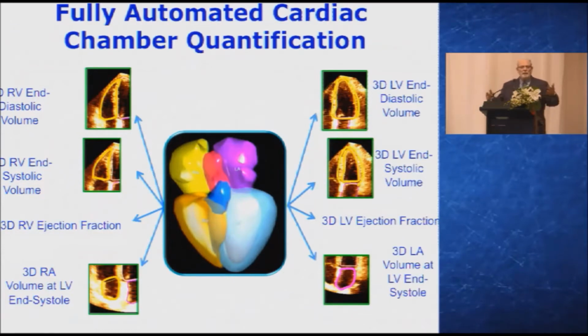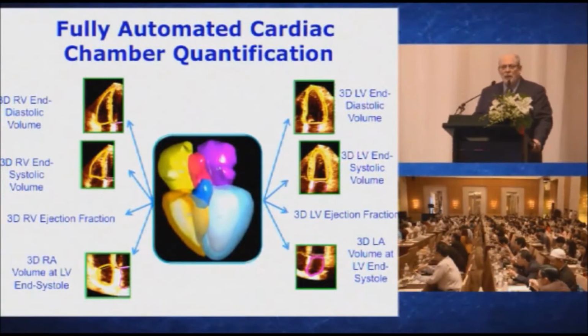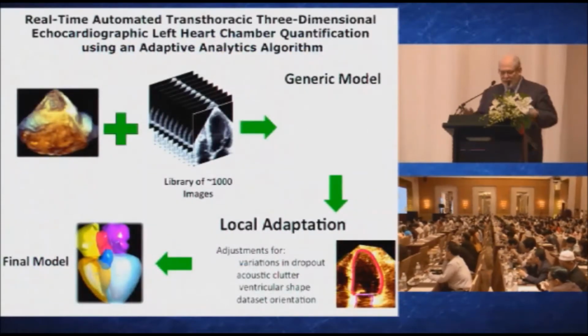You would like to be able to automatically identify the end diastolic and end systolic volume, as well as the left atrial volume when the LA volume is the largest, which would be at end systole. And of course, you would like to do the same thing on the right-sided chambers. At this point in time, this model is now ready to be used both for the left ventricle and the left atrium, and a lot of work is happening now to make this work for the right side.